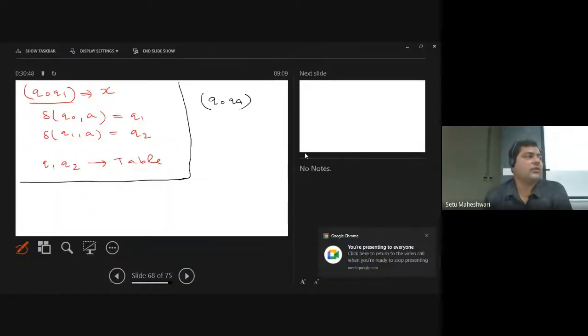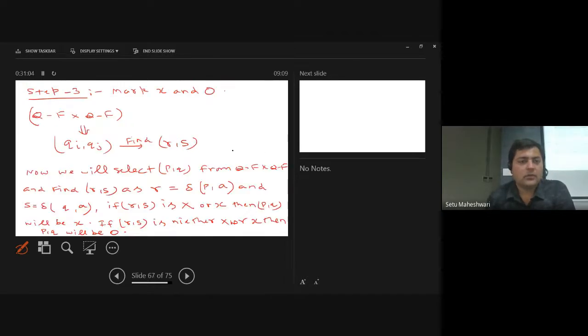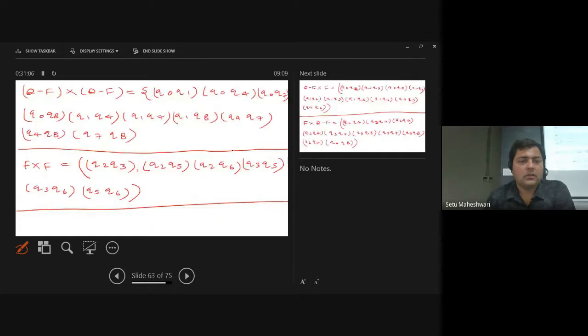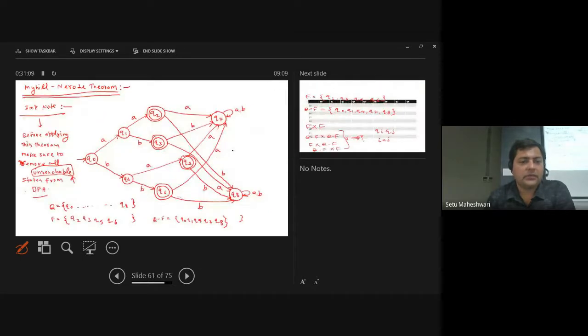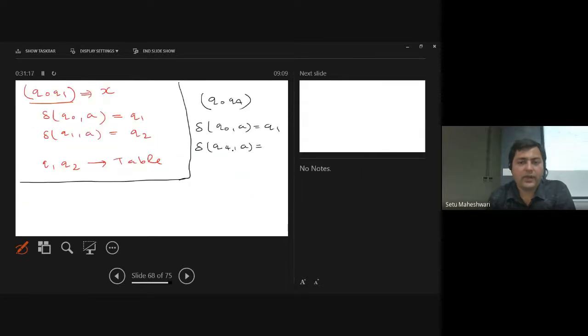So now let's work on this. Delta of Q0 to A, I already know that it is going to be Q1. Now delta from Q4 to A, what is it going to be? Check in the diagram. Q4 to A, check out where we are going. Q5. So now I am supposed to write here Q5.